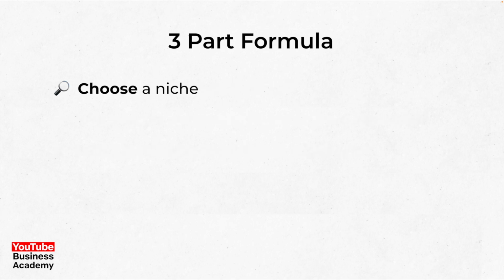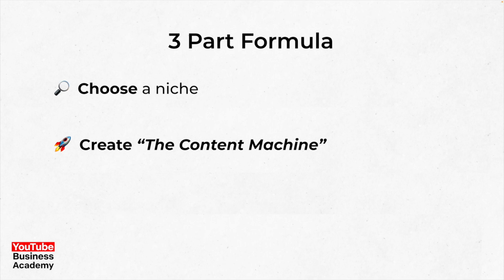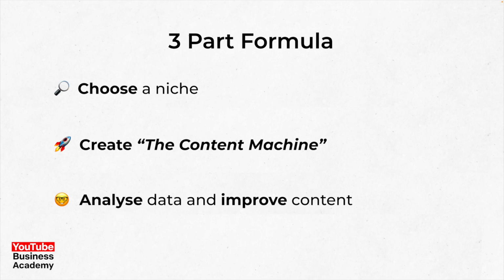Okay, so to start a YouTube Shorts channel, there's really a three-part formula to it. The first part is to choose a niche. The second part is to create the so-called content machine. And the third part is to analyze data and improve content. Now let's go into depth about each single one.